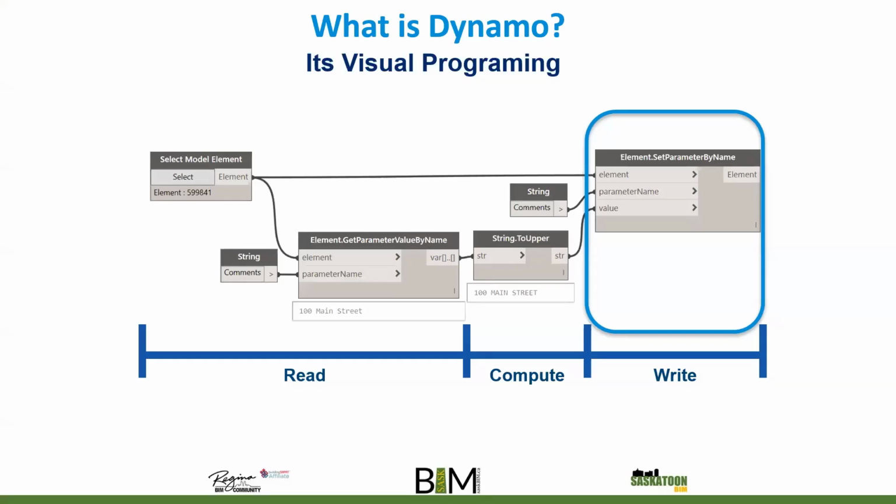write it. So with this simple graph, we've taken a piece of information from inside of Revit, we've performed an operation on it, in this case changing it to uppercase, and then we've pushed it back inside of Revit. So we were able to do that very quickly. Now in this instance, doing it with a single comment, it's probably quicker just to do it in Revit. But when we do it with 100 comments across an entire project, Dynamo is going to win hands down every time.